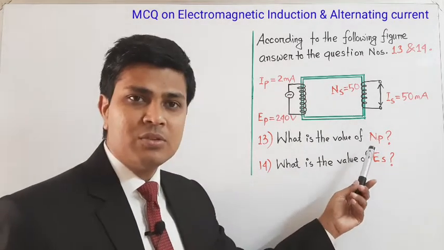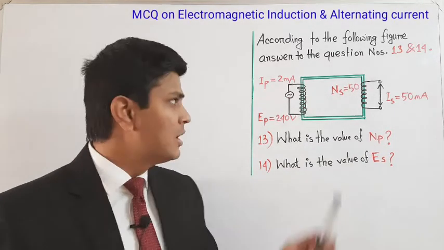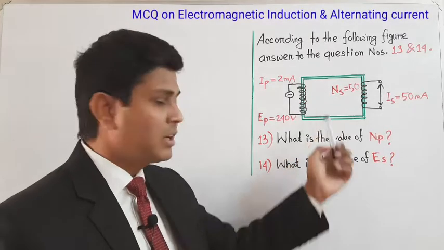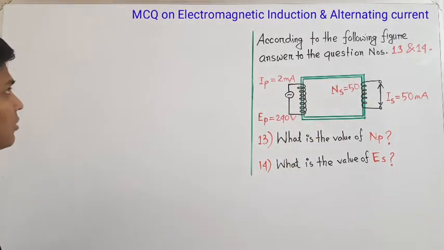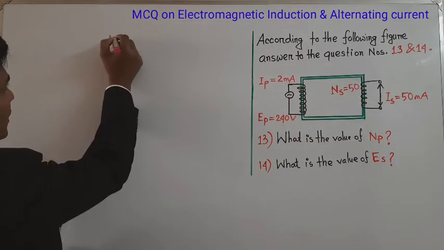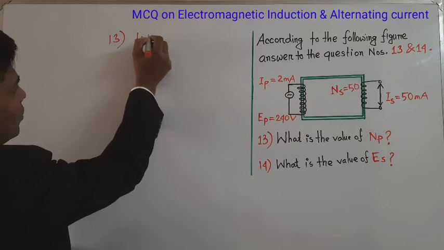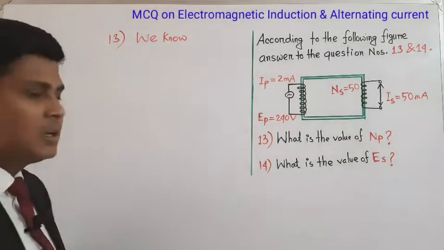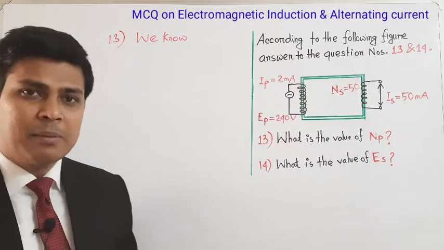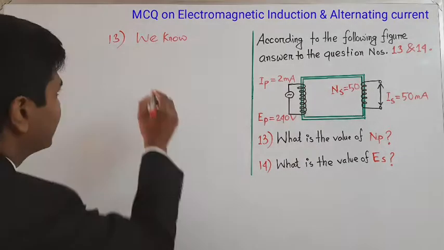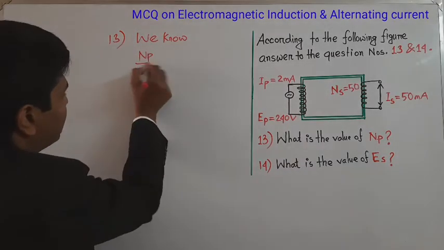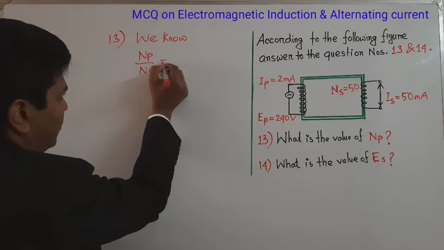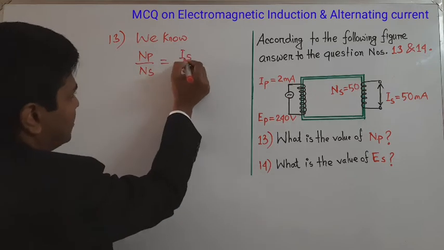That is, we have to calculate the number of turns of the primary coil. The number of turns of the secondary coil is also given. So let's solve the question. Question number 13. We know the formula of the number of turns of the primary coil related to the current is Np divided by Ns equals Is divided by Ip.